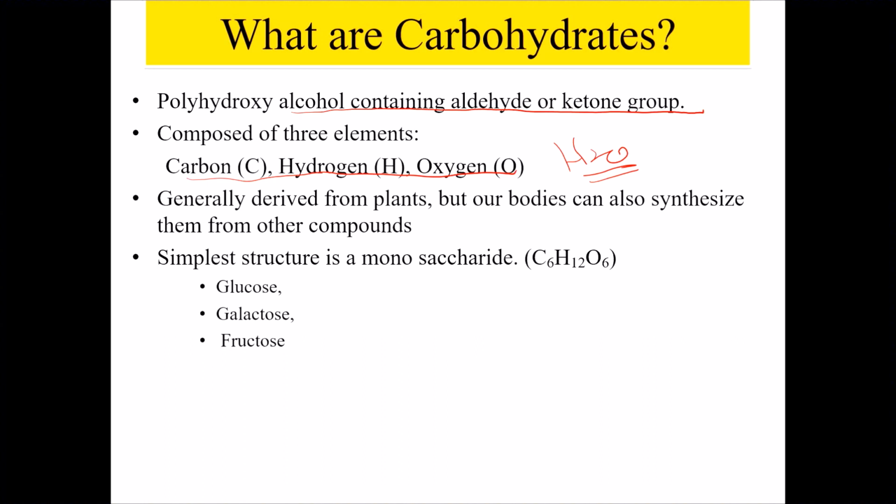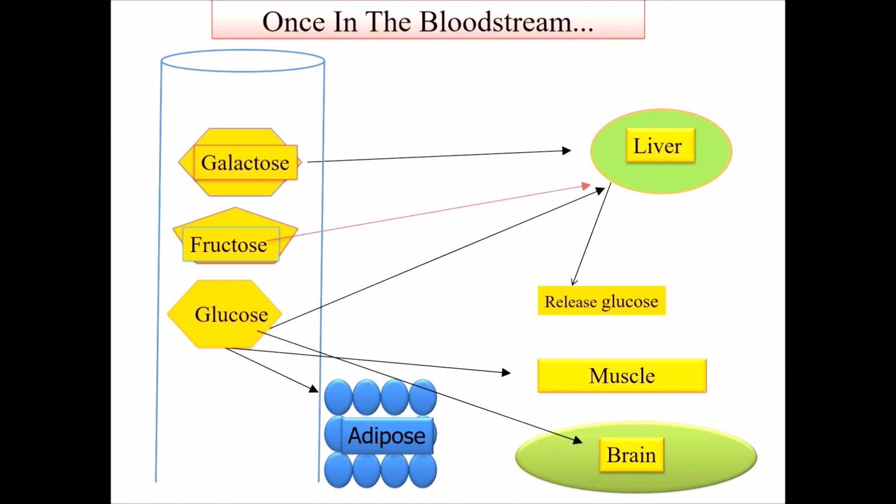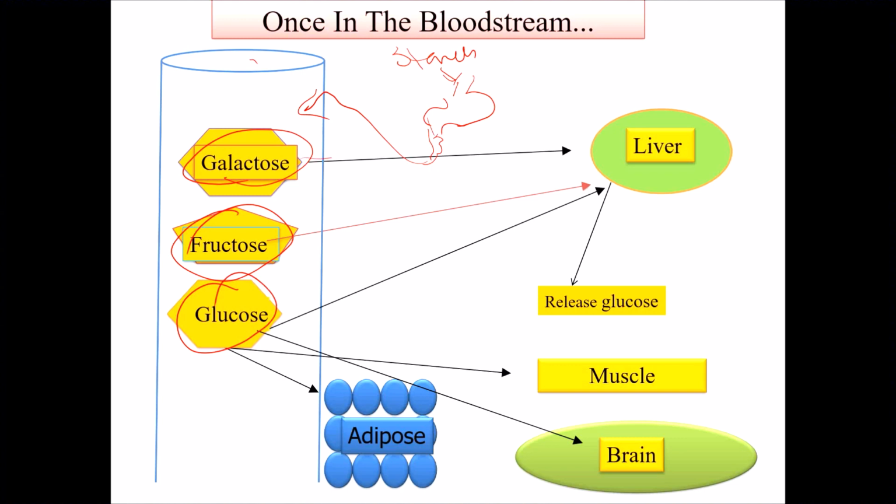The simplest carbohydrates are the monosaccharides. For example, the 6-carbon compounds glucose, galactose, and fructose. Glucose and galactose are aldohexoses, and fructose is a ketohexose. Once we take carbohydrate in the diet in a complex form, in the form of starch, it is broken down in the stomach, then in the intestine, and from here it enters the bloodstream in the form of monosaccharides: galactose, fructose, and glucose.